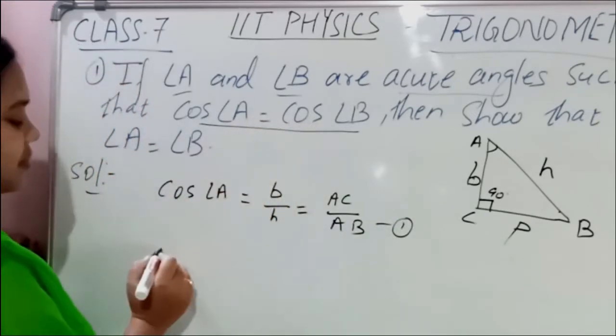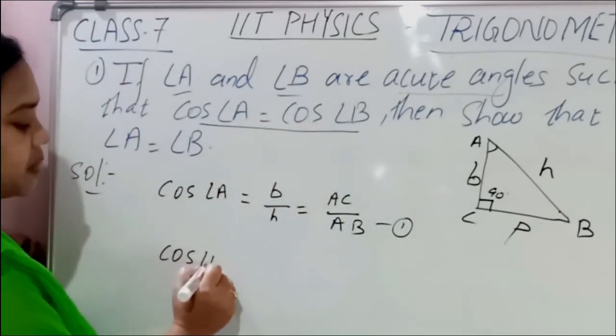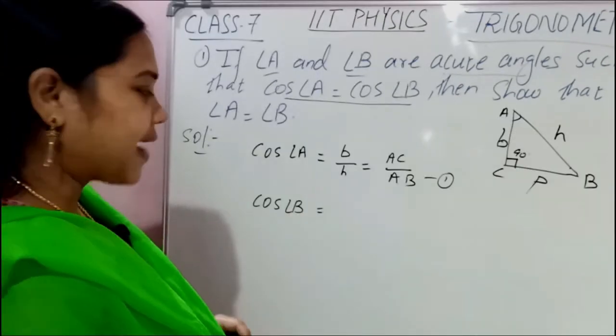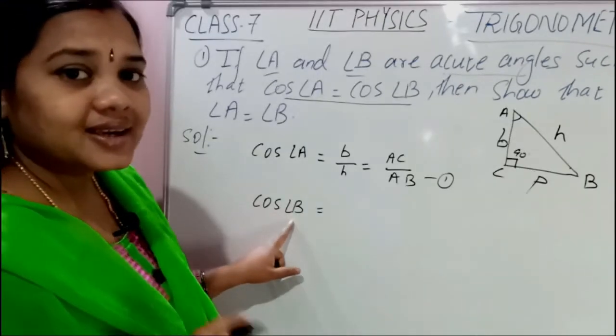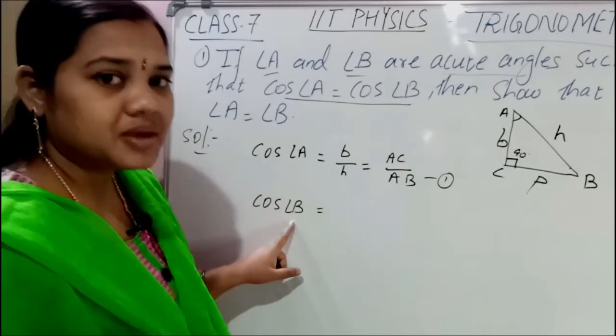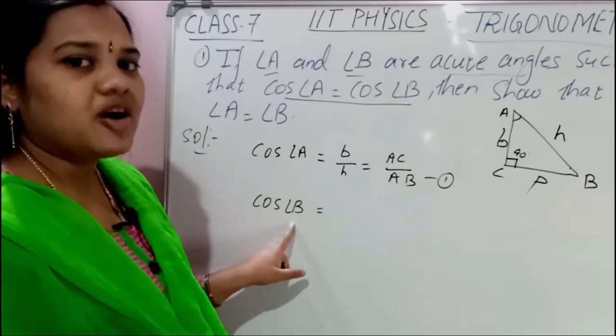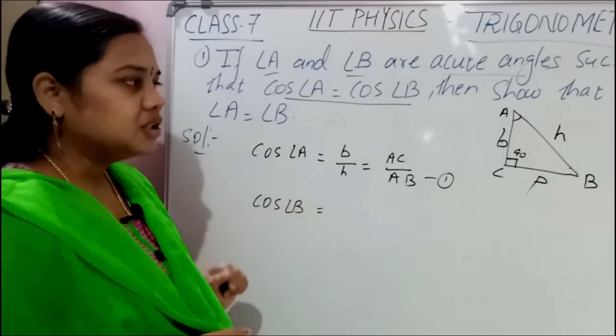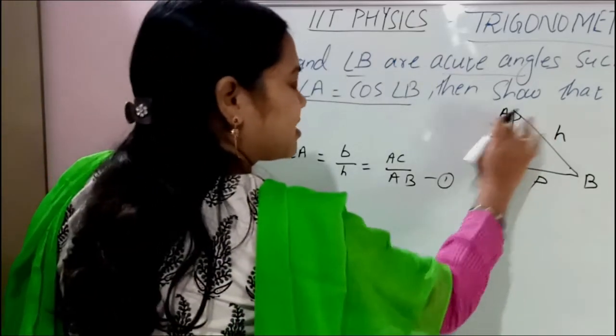Next, cos angle B. What is the cosine value if the angle of reference is angle B? Cos angle B means what? What is the value of cosine if your angle of reference is angle B? So in the first case, what happened?